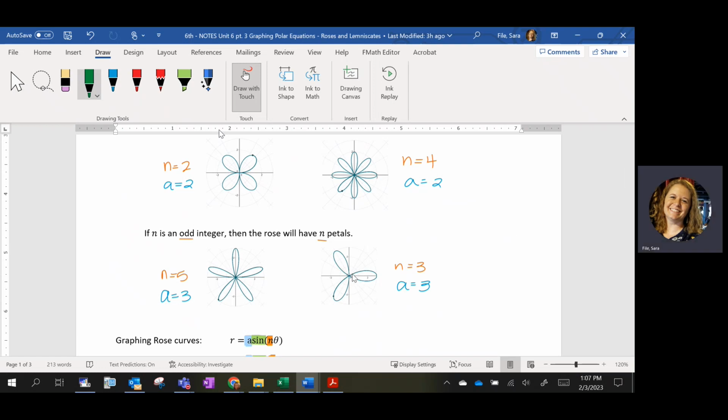Bottom right. Okay, so this one has a petal on the polar axis. Good. And this one does as well. We know that these are not cosine because there is not a petal on the x-axis or the polar axis. So these were sine curves, rose curves. Feel okay about those? All right, so we're going to try a couple.